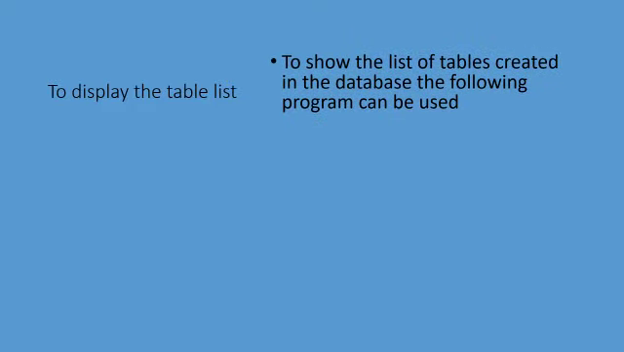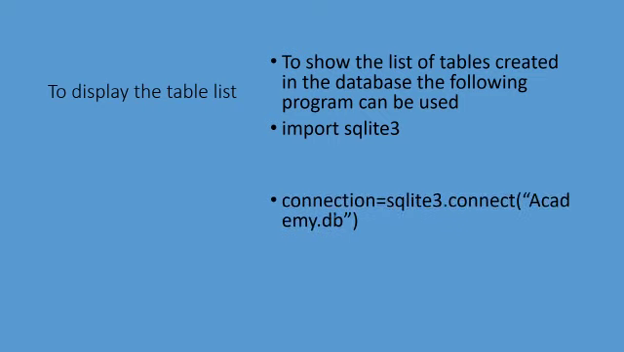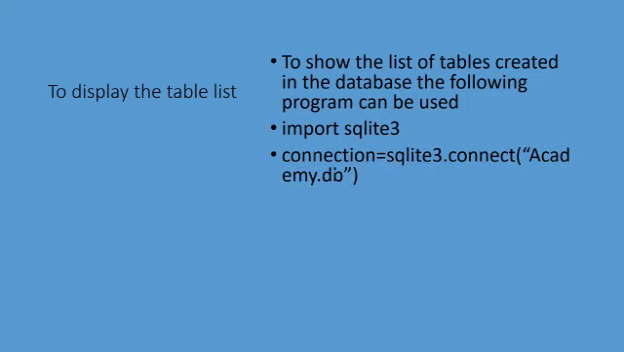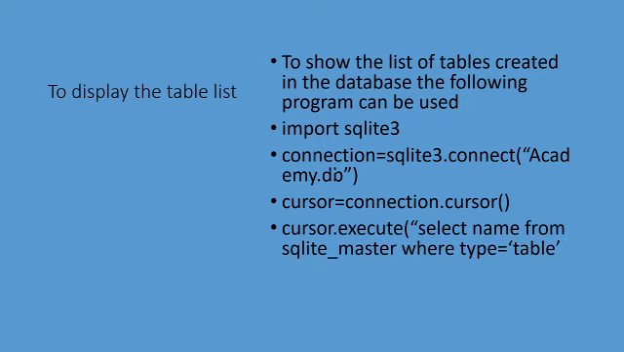We have seen that we store many tables in a database. Now how to display what tables are created in a database, about that we are going to see. To show the list of tables created in the database, the following program can be used. First, import sqlite3 as usual. Connection equal to sqlite3.connect, the database name academy.database. Cursor equal to connection.cursor. We are setting the cursor object.